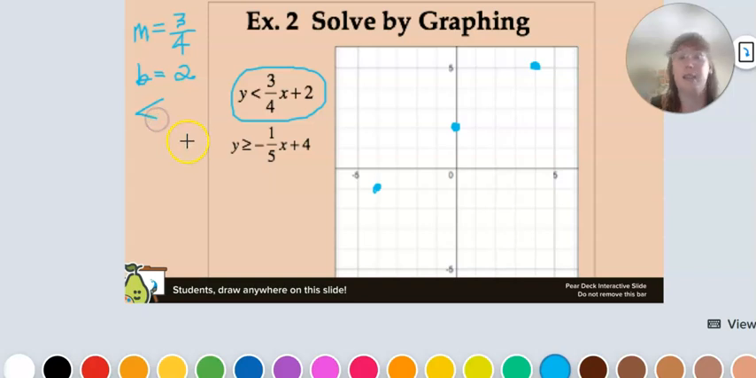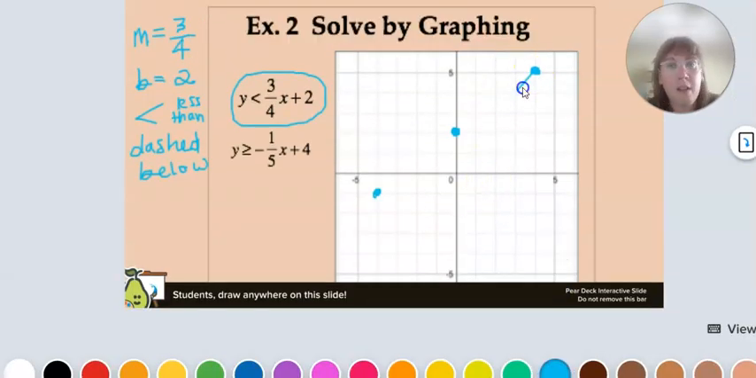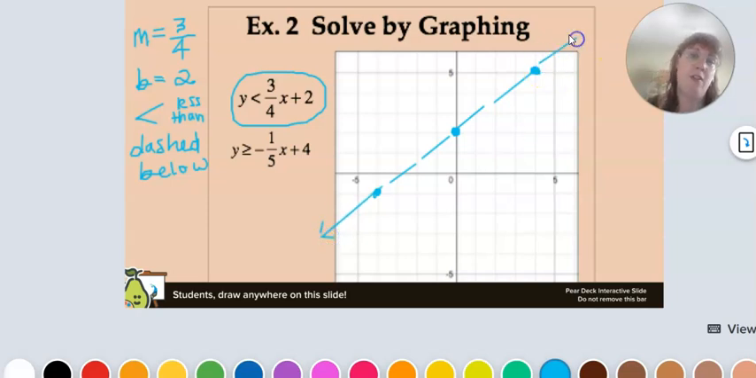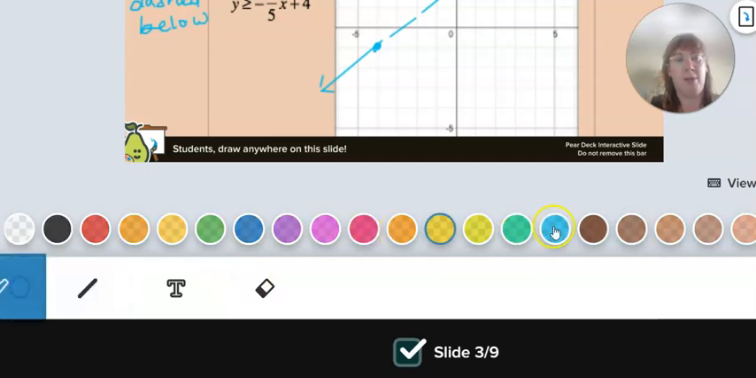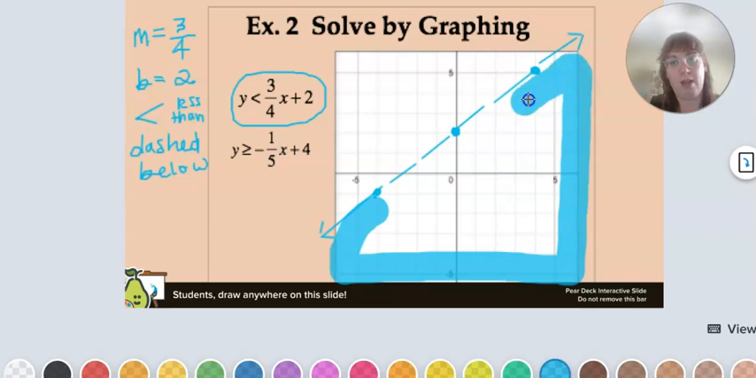It is a less than symbol, right? So it's going to be dashed because it's just less than, and we're going to shade below. So I'll get my line tool and I'm just going to make it dashed like so, putting little breaks as I'm making my line go all the way across the graph. Perfect. And then I'll grab my shader and I'm going to shade below that line.